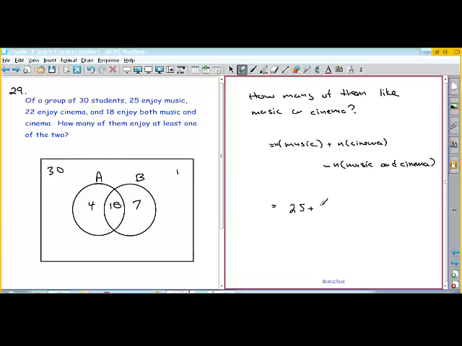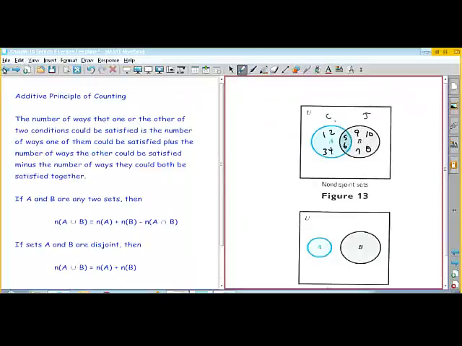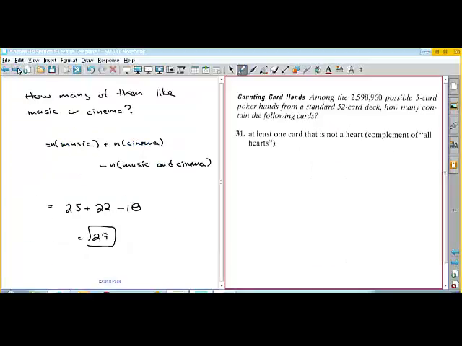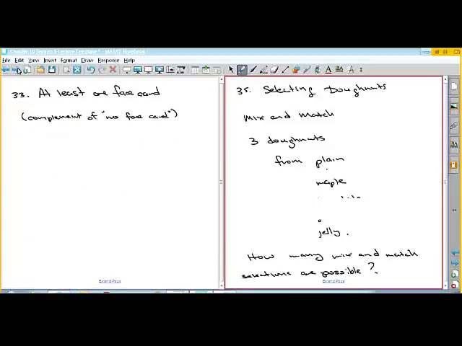So from the problem statement, 25 enjoy music, 22 enjoy cinema, 18 enjoy cinema and music, and if you do that, you will get 29, which you get by just adding the numbers 4 plus 18 plus 7 gives you 29. But this is the way you would do it in terms of using the, what was the name of this? The additive principle of counting. Okay.